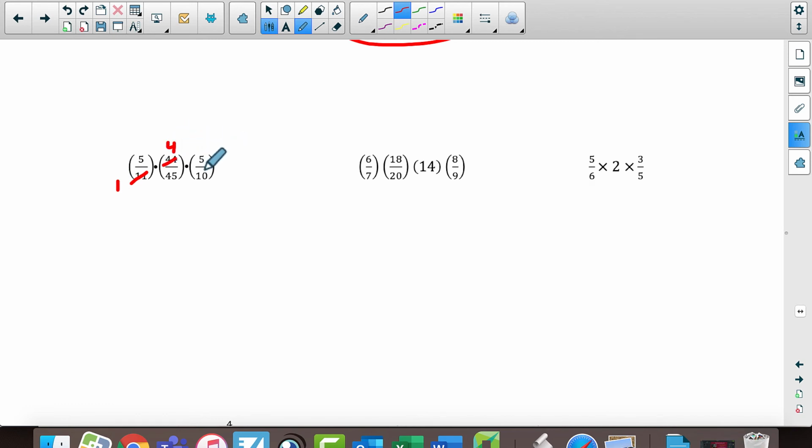Okay, what else you see? I see 5 and 10 right here. Why don't we do that? Divide them both by 5. 5 divided by 5 is 1. 10 divided by 5 is 2. Anything else? Yep, the 5 and the 45.